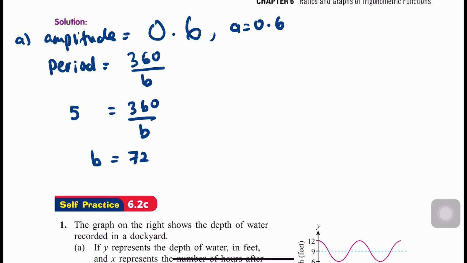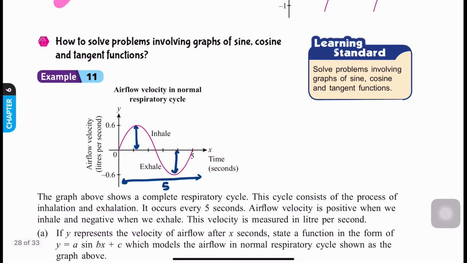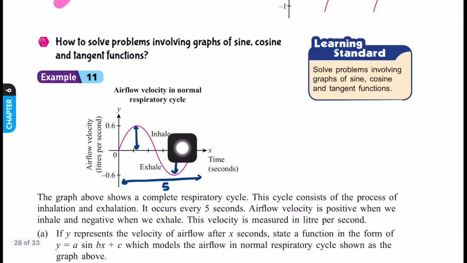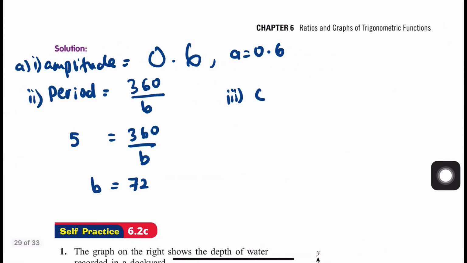Okay, next kita tengok C. For C, nampak tak ada naik turun tak graf ni? Tak ada kan? Dia mula cantik je daripada kosong. So itu bermaksud our C is equals to 0 because there is no upward or downward movement.